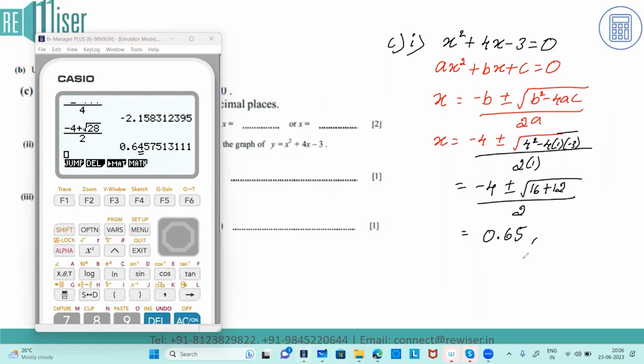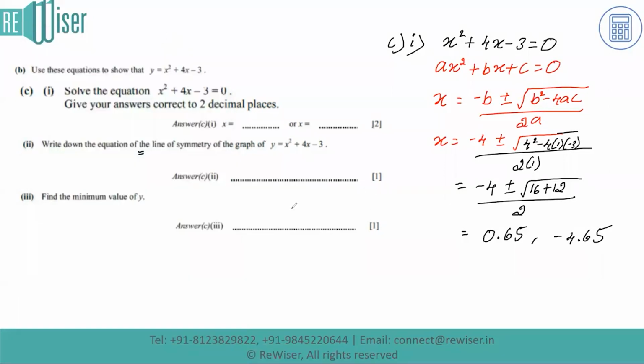And for the second solution, I have to type this expression with negative, so I'll just change it here. That's basically negative 4.645, and for 2 decimal places it has to be negative 4.65. So these are the two possible answers for x.